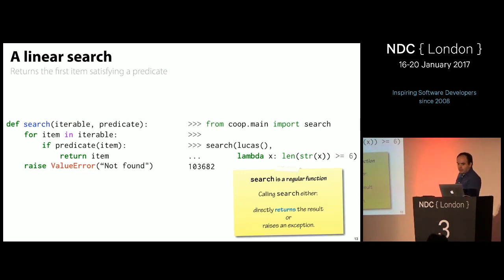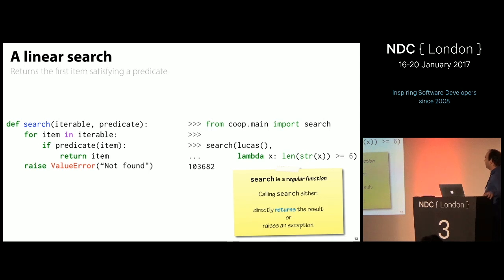Now we're going to introduce a simple linear search function. This is pretty much as simple as Python gets. We have a search function which takes an iterable and some predicate function. For every item in the iterable, we test the predicate against the item and return the item. If we get to the end of the iterable without having found something that matches the predicate, we raise a ValueError with not found.